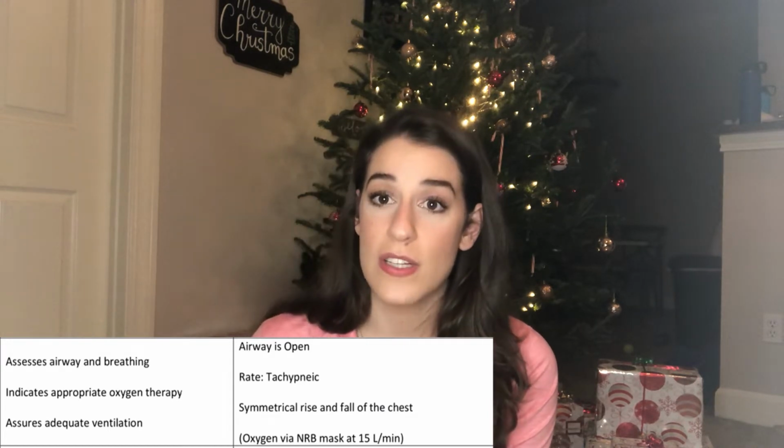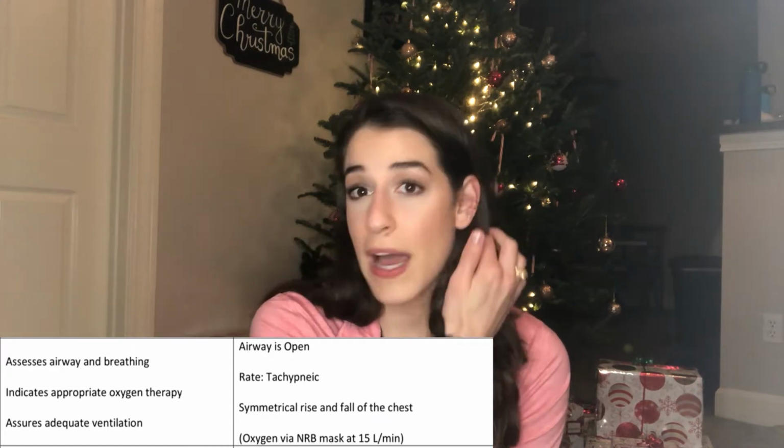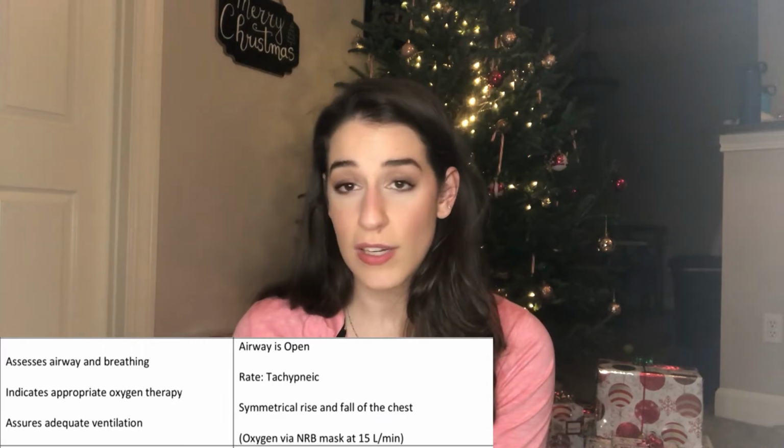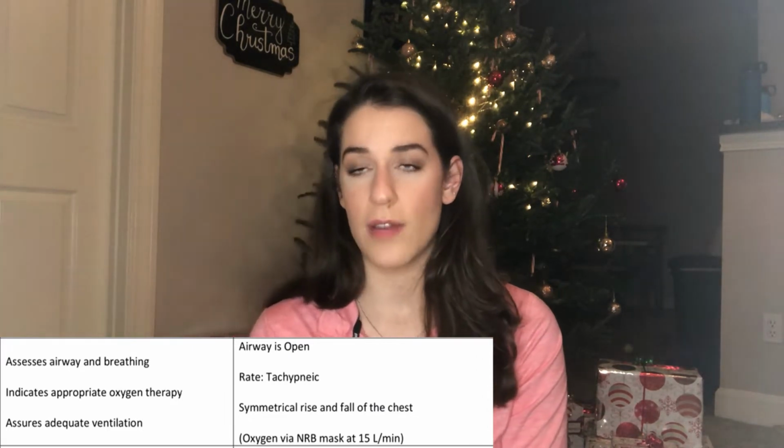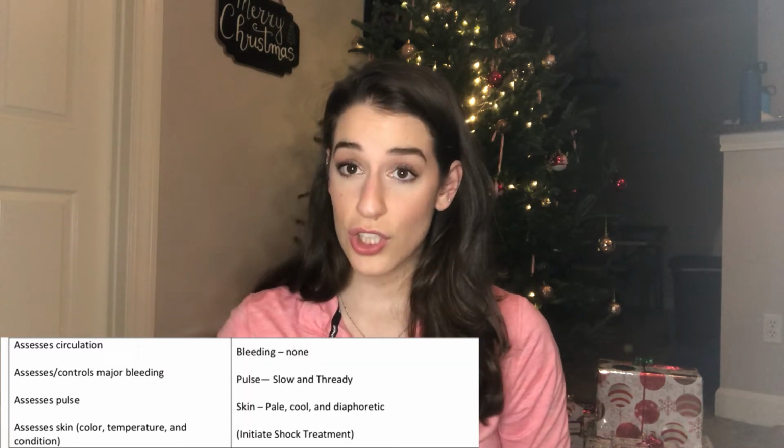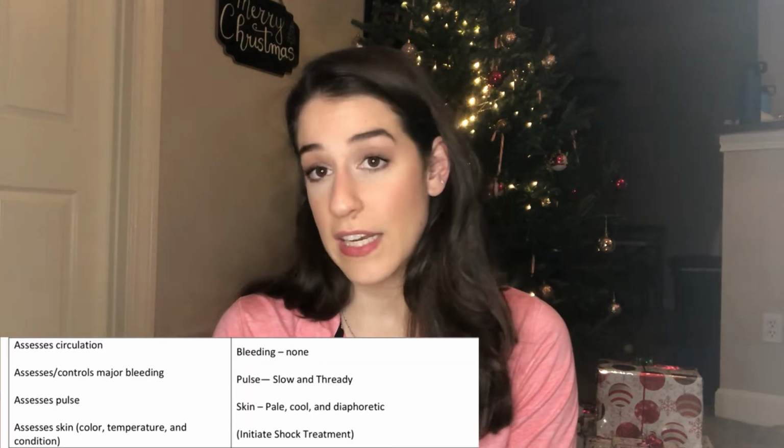For this scenario, I would say, at this time, I'm gonna give my patient high flow oxygen at a rate of 15 liters per minute via non-rebreather. Boom, they have that checked off their list. Then I say I'm gonna move on to circulation. Is there any bleeding that I need to be aware of?